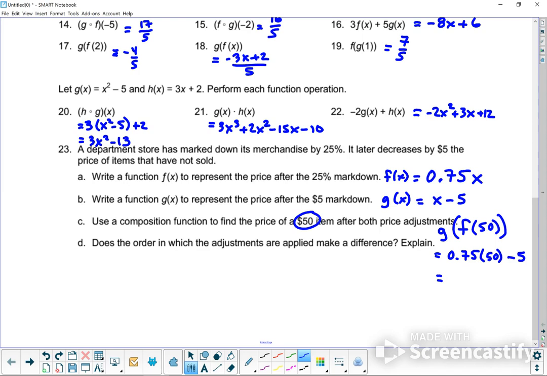So let me see. I've got a calculator next to me, but I don't have one on there, so I'm not going to pull it up, but you can follow me. 0.75 times $50 gets me $37.50. So that's after the first markdown, and then we're going to take away $5 from there. That's going to be $32.50.